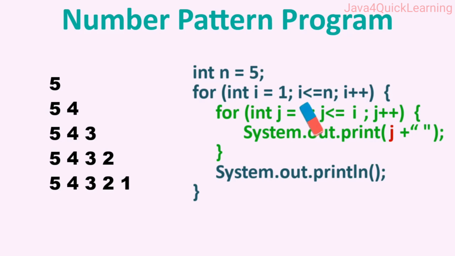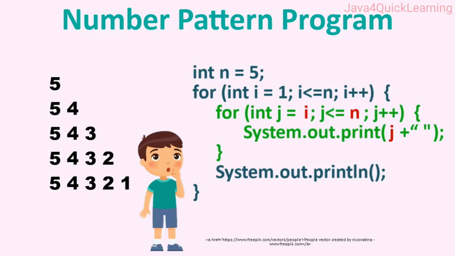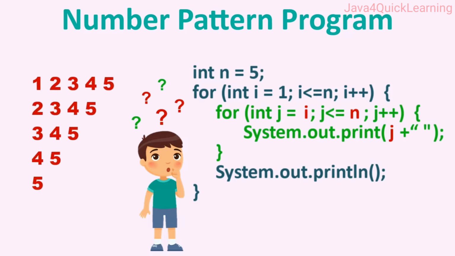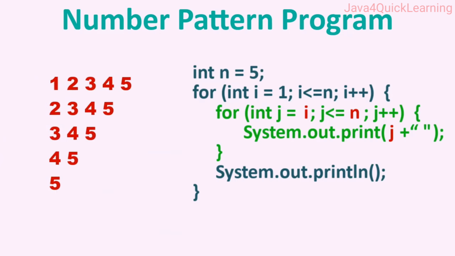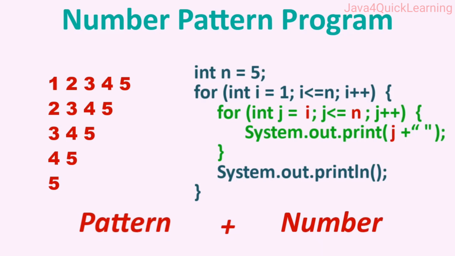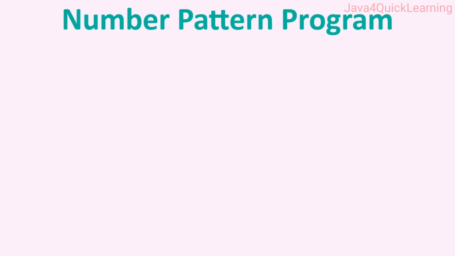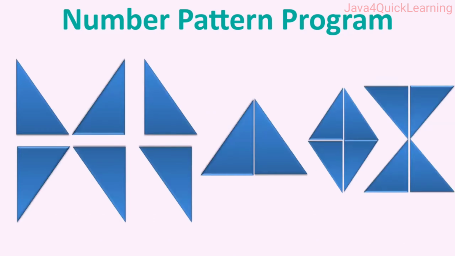But the moment they start changing i and j values, they get confused and any wrong move over here can change your shape itself. So in this video, while I am teaching you how to make number patterns, I will also explain how to keep these two separate so that your chances of errors are reduced. So let's get started.